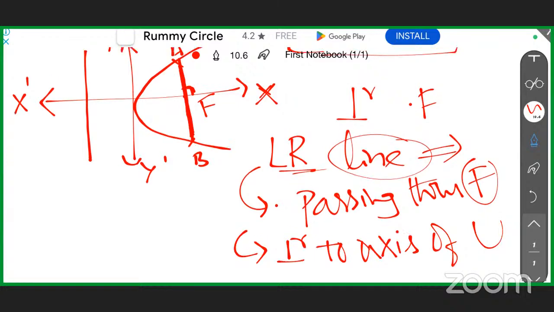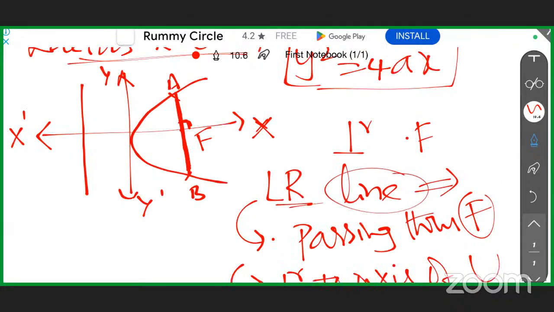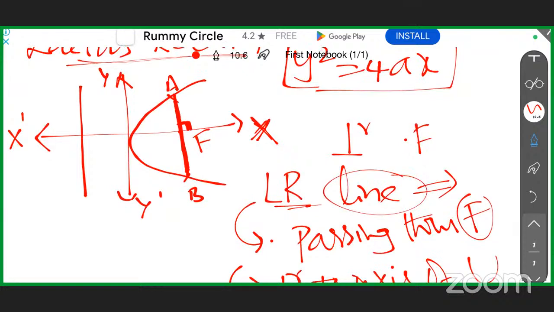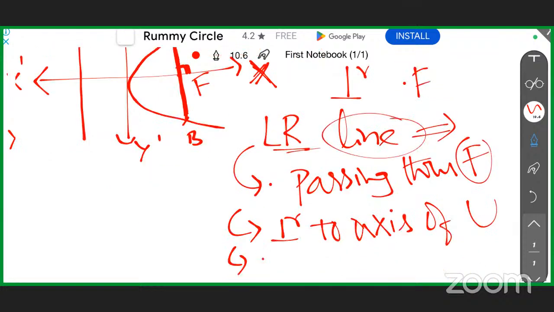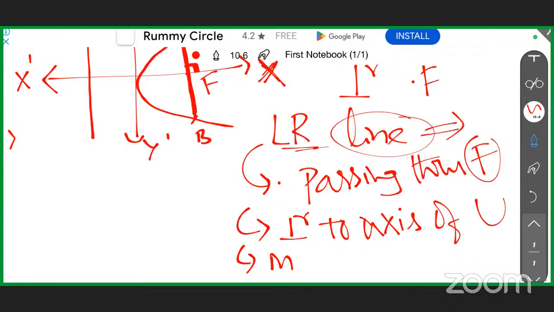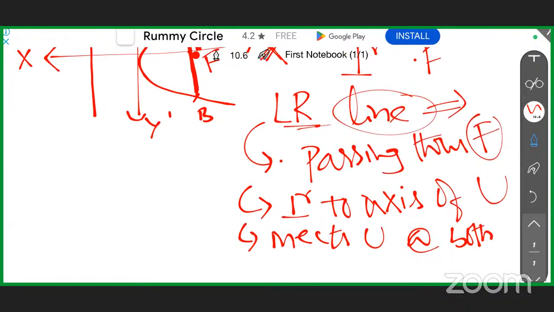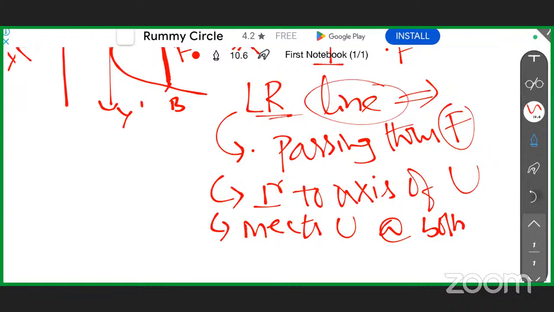See, parabola is there. Which axis is here? X-axis is here. So this is perpendicular to the axis of parabola. The third property of this line is it meets the parabola at two ends. It meets the parabola at both the ends.